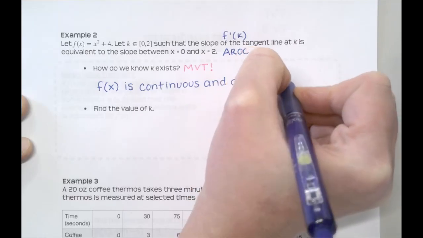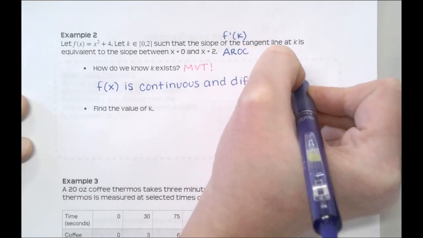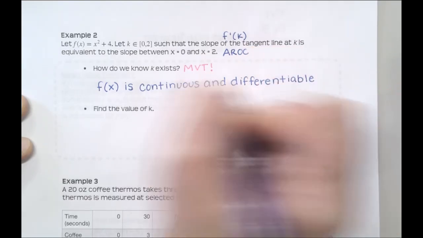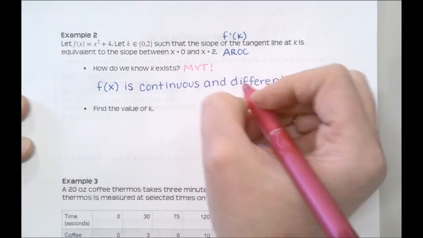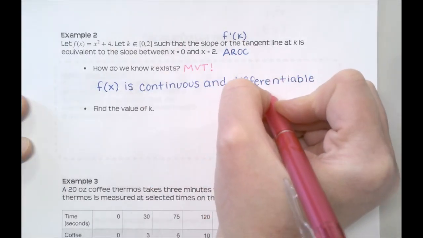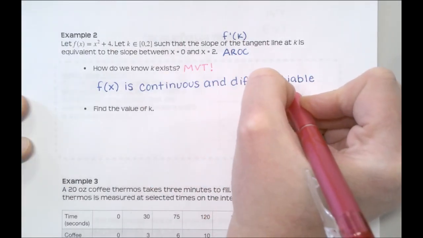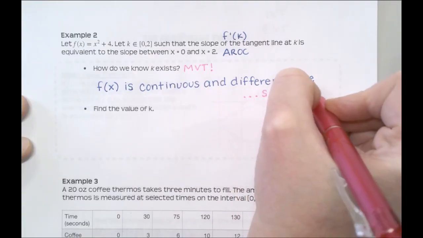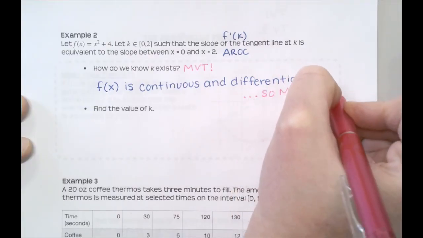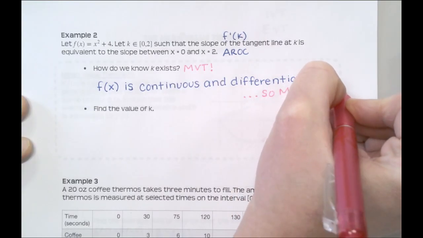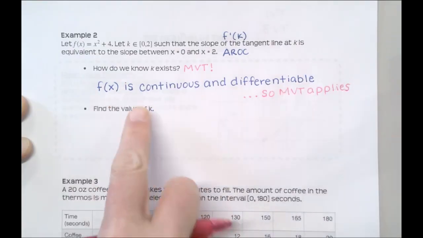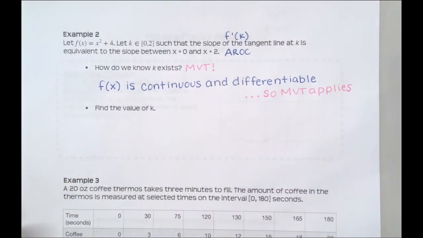And again, that's really all you have to say. Okay? We could tack on there: MVT applies. But you don't technically have to name the theorem as long as you establish conditions, right? And these are your two conditions for MVT to apply. Okay, so now let's find that value of k.